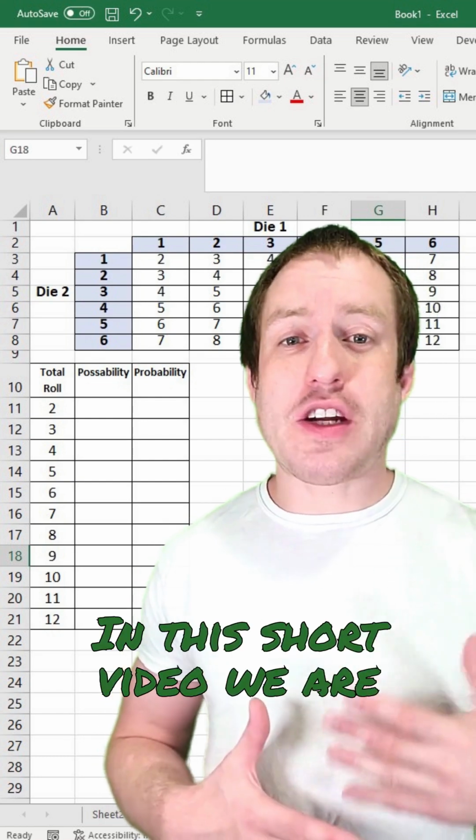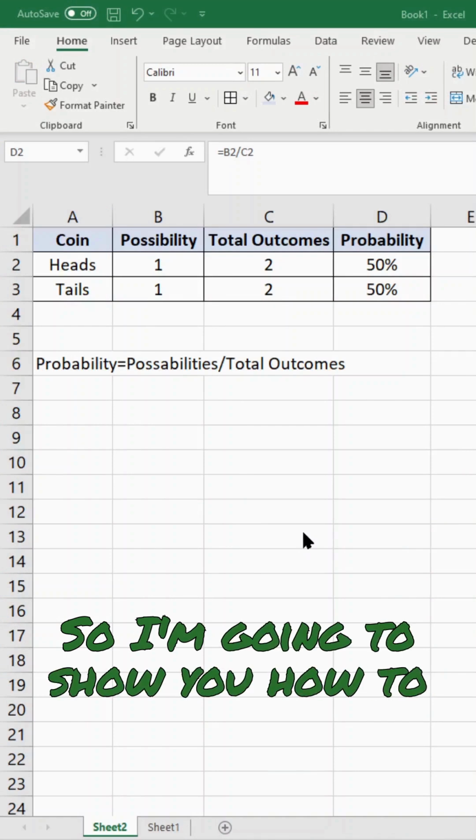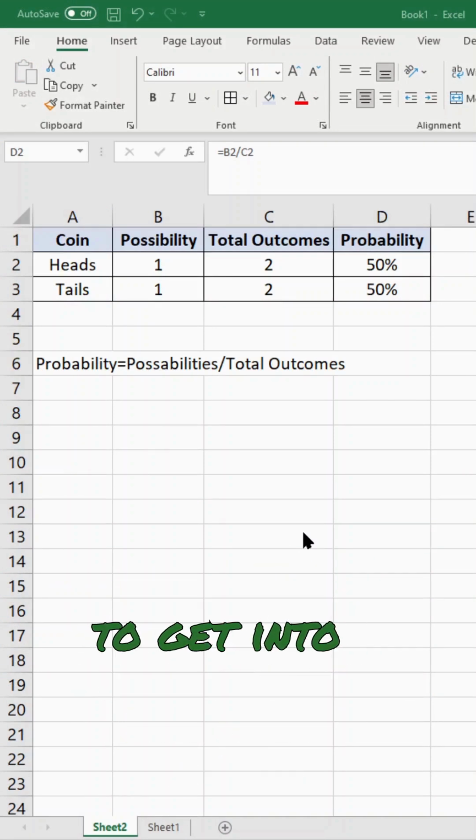In this short video, we are going to go over how to calculate probability in Excel. So I'm going to show you how to calculate probability with a simple example, and then we're going to get into a more advanced example.